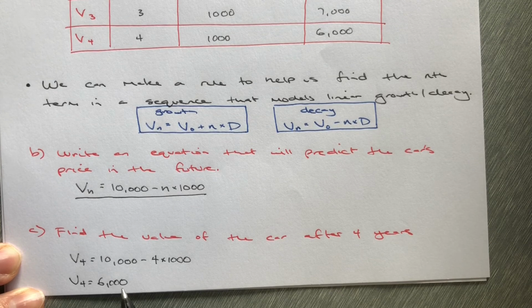So if we wanted the value after 100 years, you could put 100 in there and you can work it out. Okay, so that should work with any scenario that you're given.